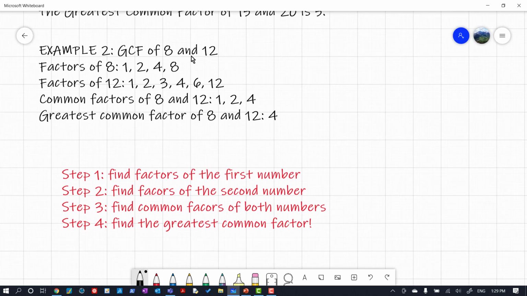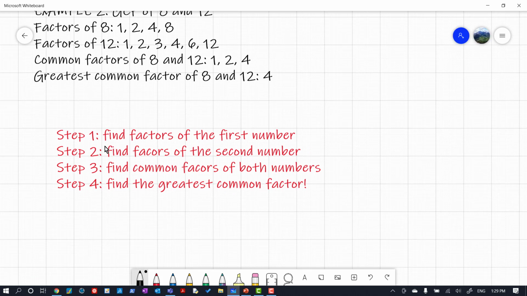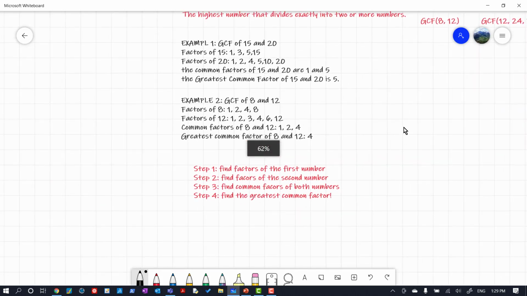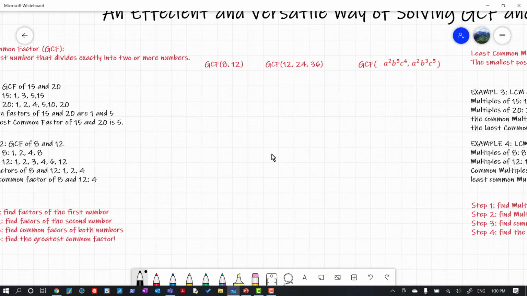So probably you can generalize this very fundamental and useful way with four steps. The first step is to find the factors of the first number. The second step is to find factors of the second number. The third step is to find the common factors of both numbers. And the fourth step is to find the greatest common factor. And then you are done. So it's not that difficult, right? It's easy and fun.